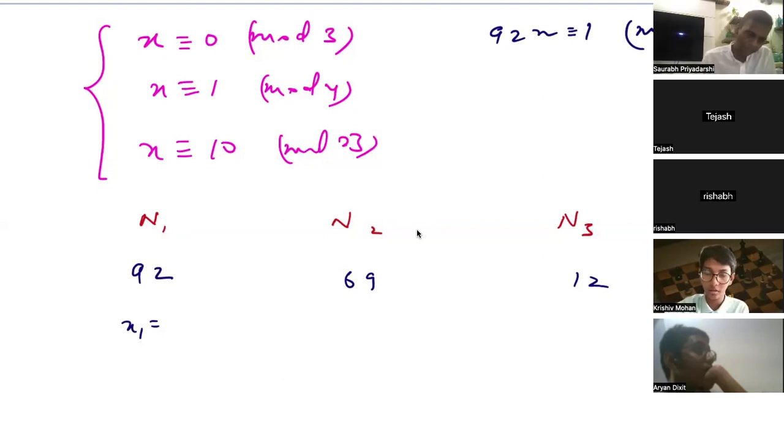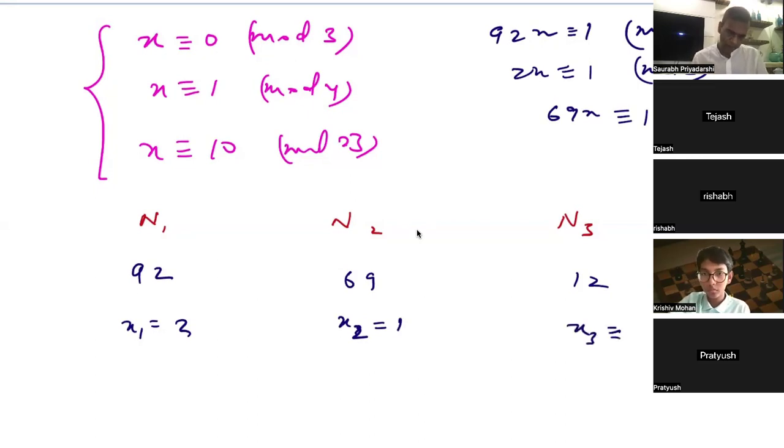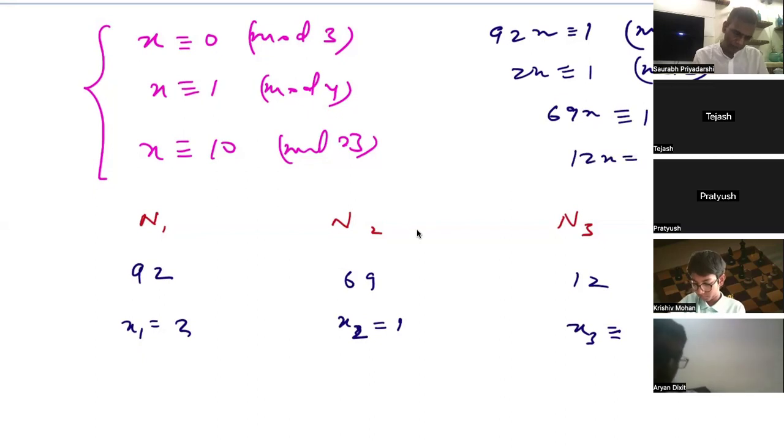So 90 is a multiple of 3. Right? So we are getting 2x congruent to 1 mod 3. Multiply by 2. So what x1 are you getting? 2. Right? What is x2? x2 means 69x congruent to 1 mod 4, right? So 68 is completely divisible, so x2 is 1. X3 is 3. x3: 12x is equal to 1 mod 23, multiplying with 2. Sir, it will be 2 only.